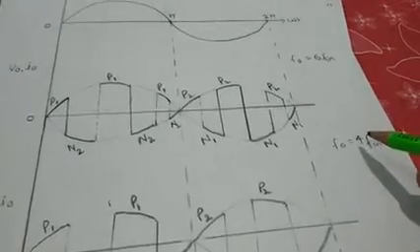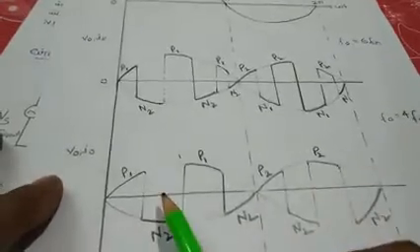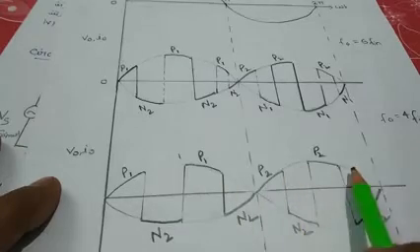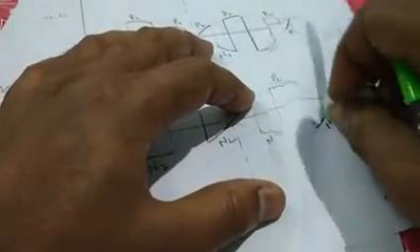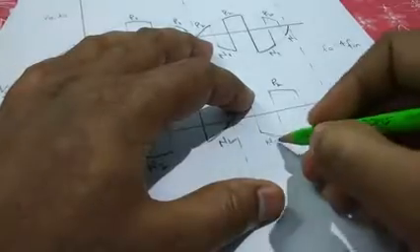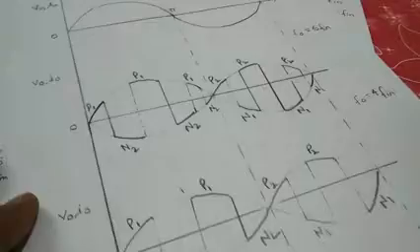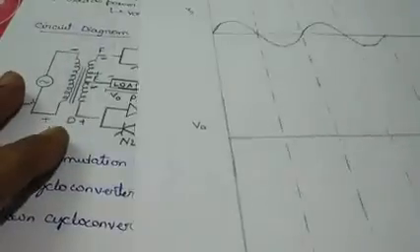If we need to boost our frequency 8 times, then P1 will be triggered 4 times, P2 will be triggered 4 times, N2 will be triggered 4 times, and N1 will be triggered again 4 times. So this is basically how a step up cycloconverter works. Hopefully this will be understandable to you all.